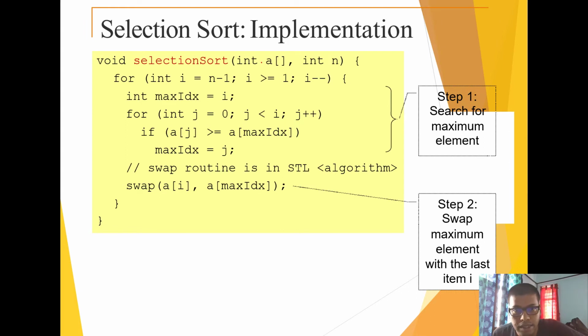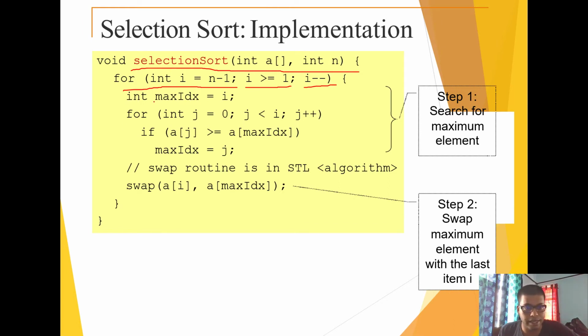Now there is the implementation. So there is a function selectionSort written, int a, that is the array we will fetch, and int n, what is the value of n. Now for int i equals n minus 1, that is for 5, i equals 5, i greater than or equal to 1, i minus minus. So it will start from the right side.